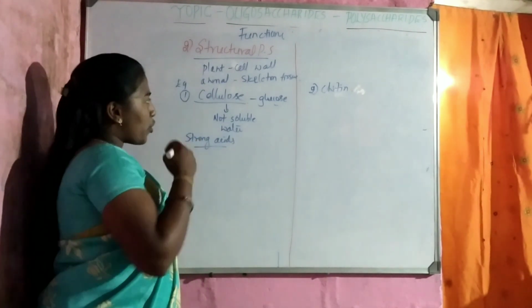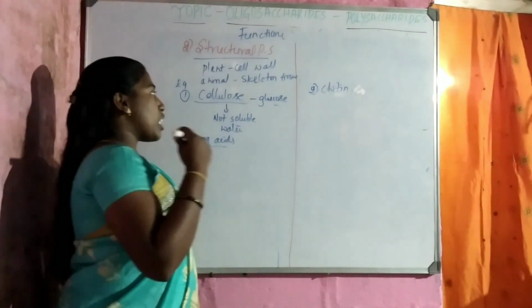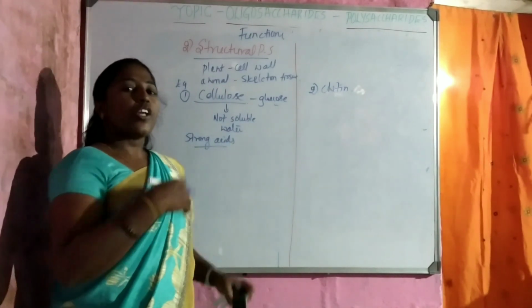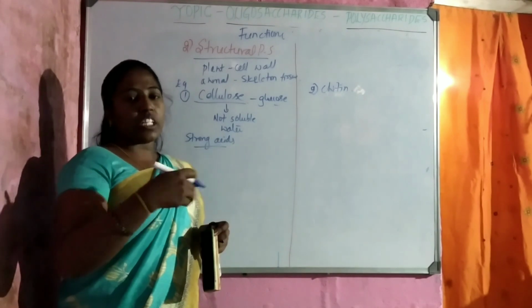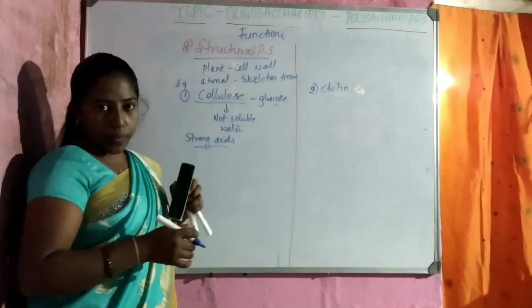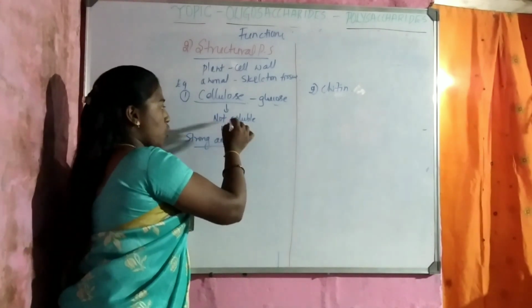And where can you find cellulose? Cellulose can be found in the cell wall. Not only that, it is even found in the covering of whole grains. So you can find the cellulose there. As I told, it is not soluble in water.